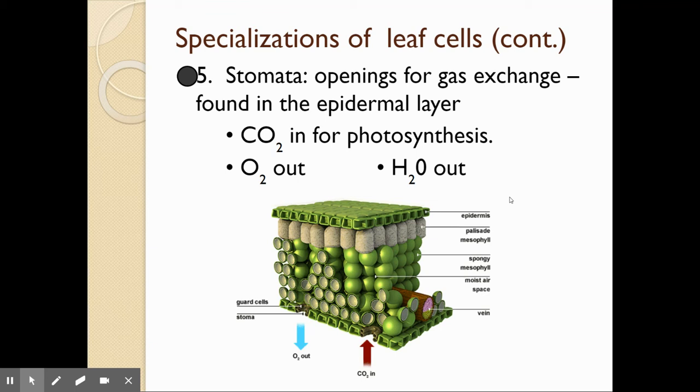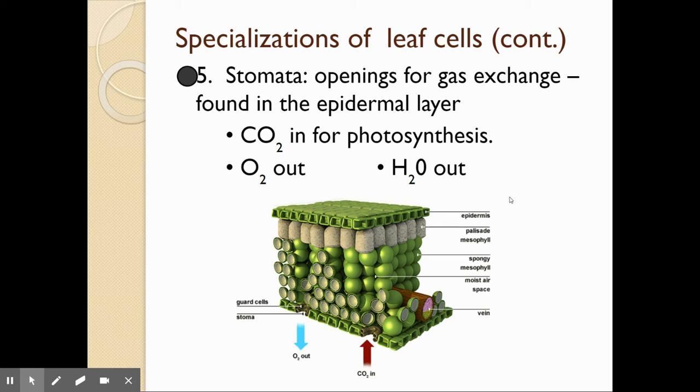They're found in the epidermal layers underneath, and what they do is they allow carbon dioxide in, which then diffuses into the palisade mesophyll cells, and it lets oxygen out, because again, remember, plants produce oxygen for us to breathe in. It also allows for water to escape out.